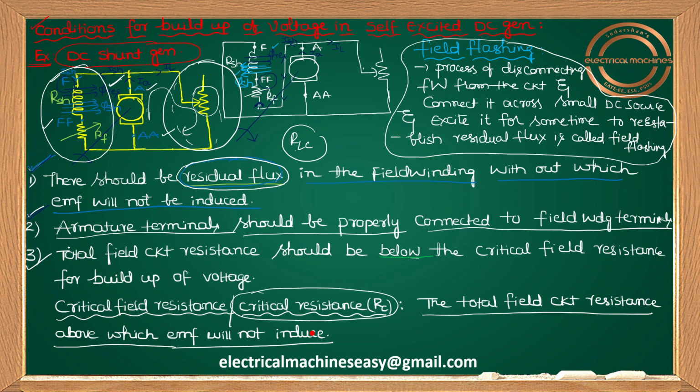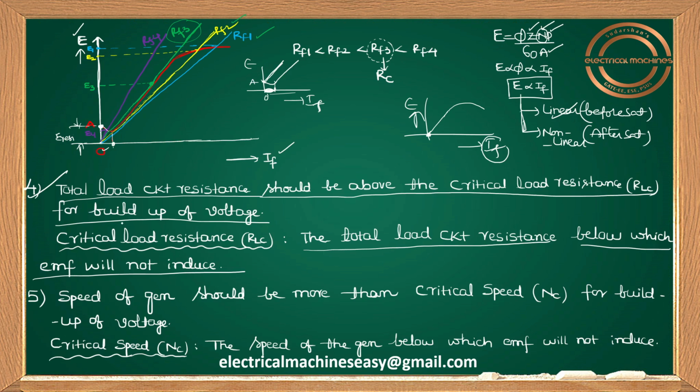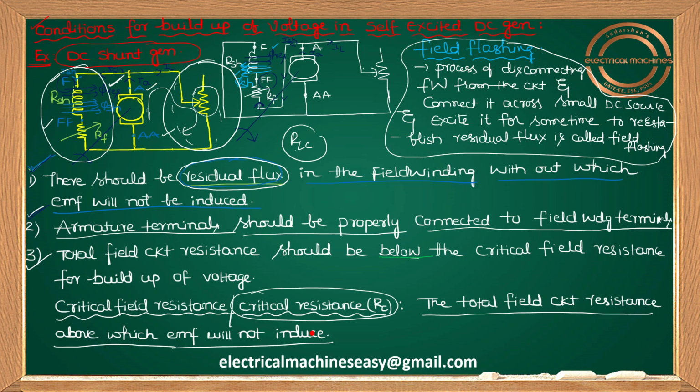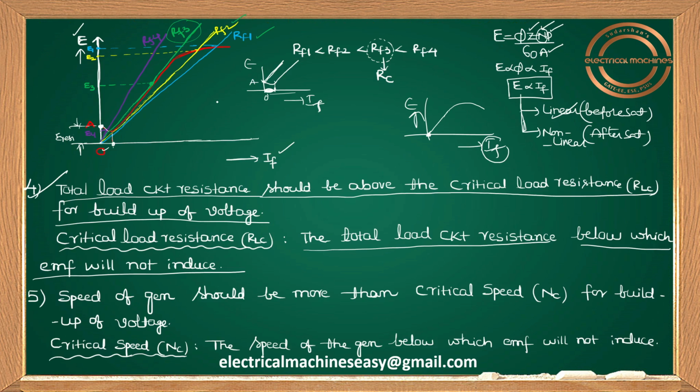So don't confuse this third point and fourth point. The third point is regarding the field circuit. The fourth one is regarding the load circuit. Okay, guys, so don't confuse. Please try to understand clearly. There is some difference between the third point and the fourth point, the difference between RC and RLC.